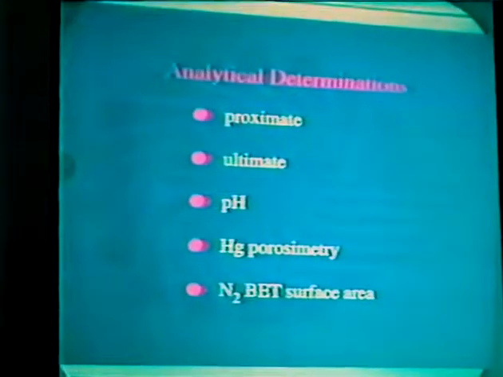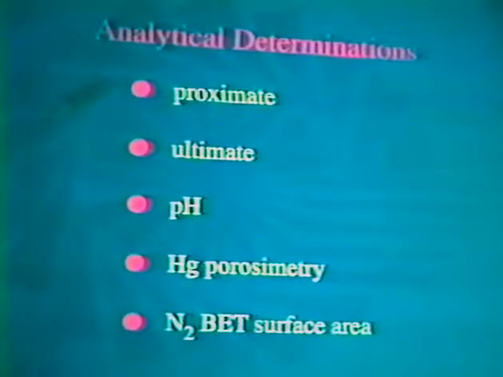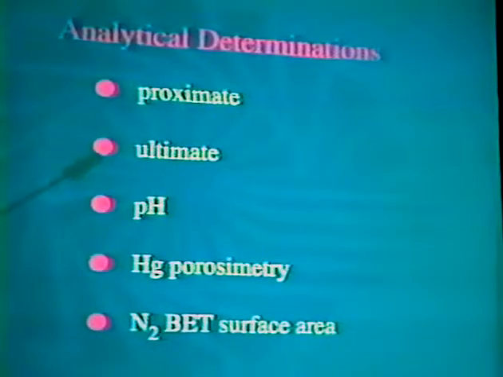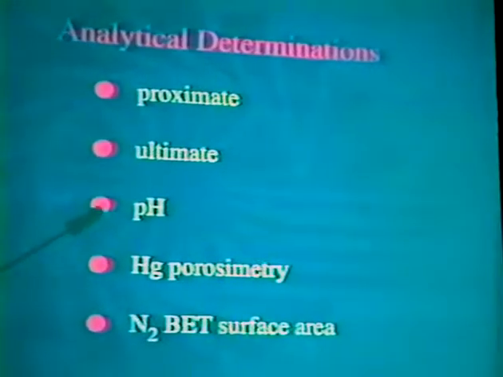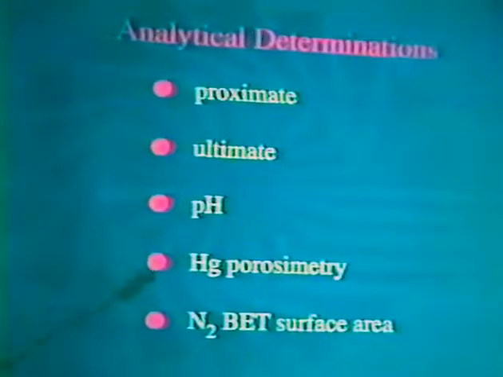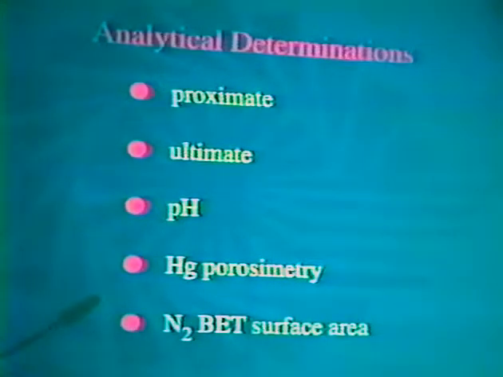Now, the carbons that we studied were submitted to the following analytical determinations. We did proximate analysis, ultimate analysis, we determined the pH of the carbons, and we did surface area and pore volumes by mercury porosimetry and nitrogen BET surface area determinations.